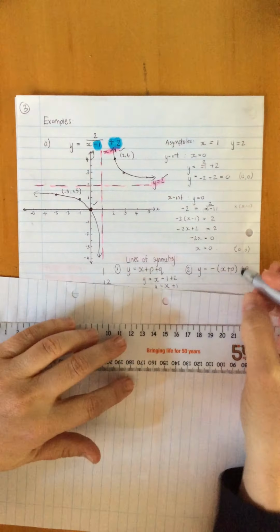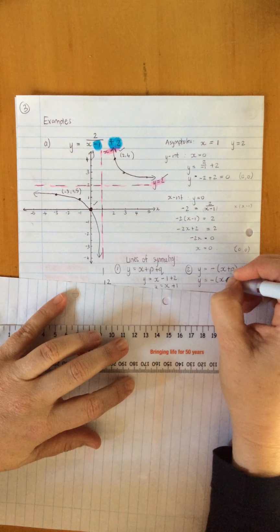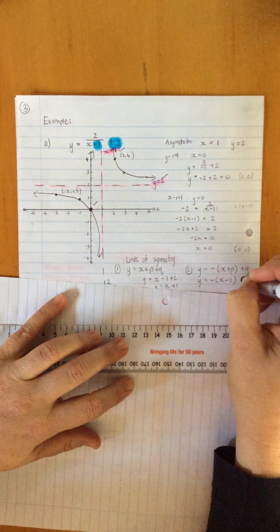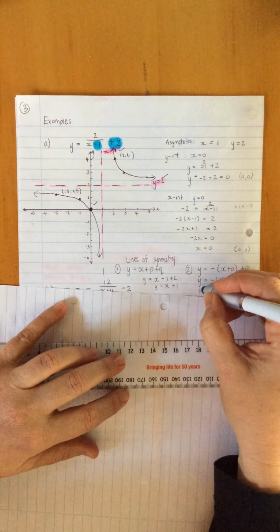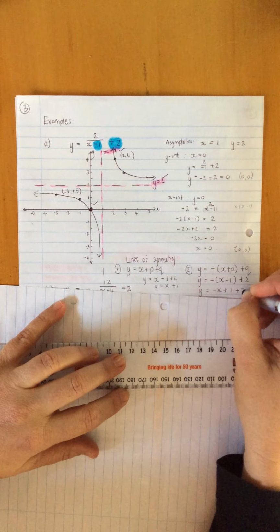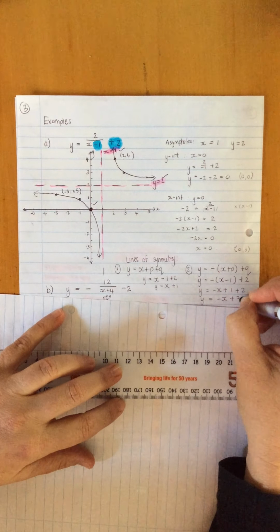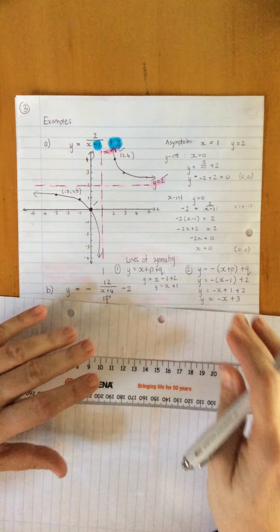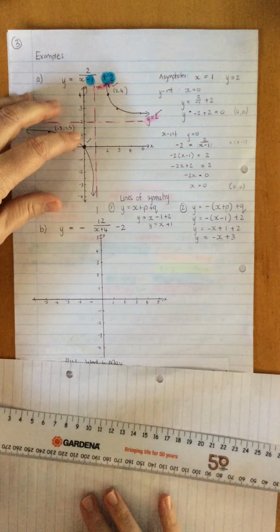Right, the second one, I'm going to have to take the sum of x and p as it is, distribute a negative and add the q value. So I'm going to have minus x plus 1 plus 2. So my second line of symmetry is minus x plus 3.